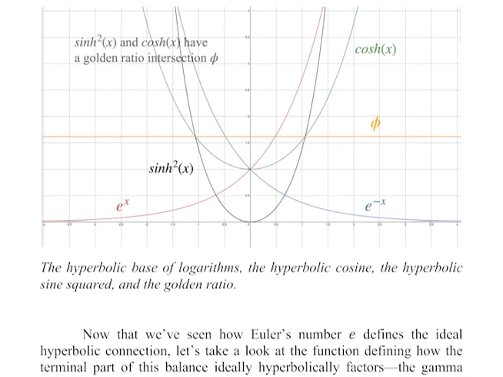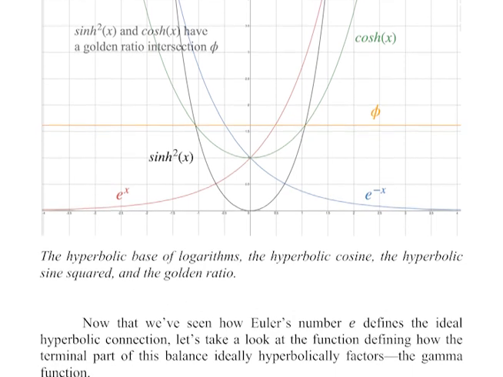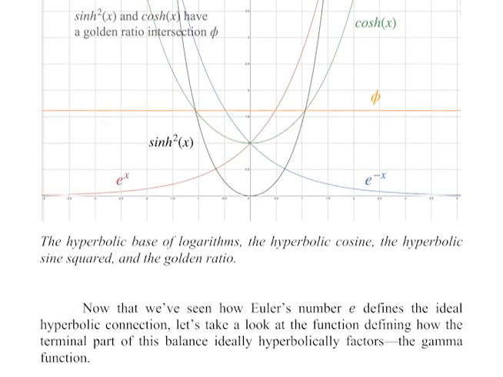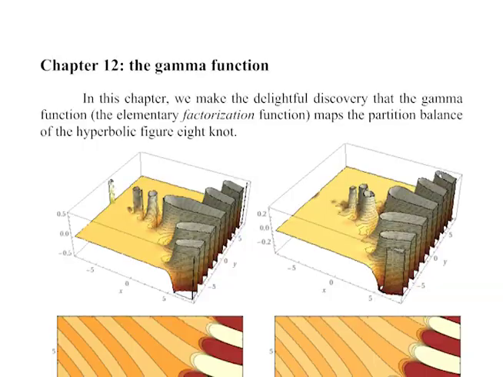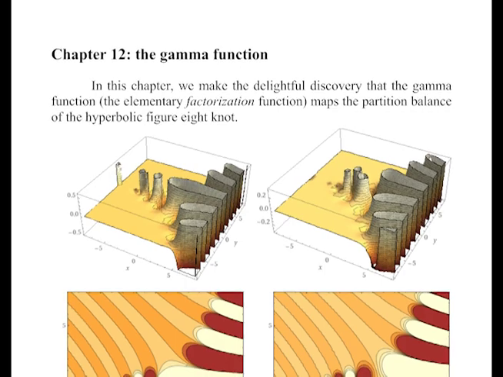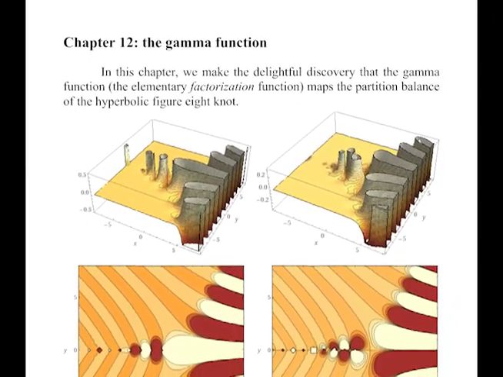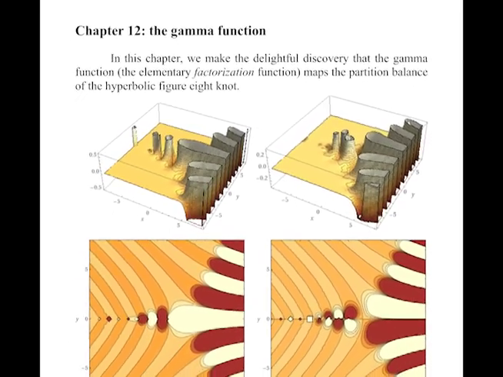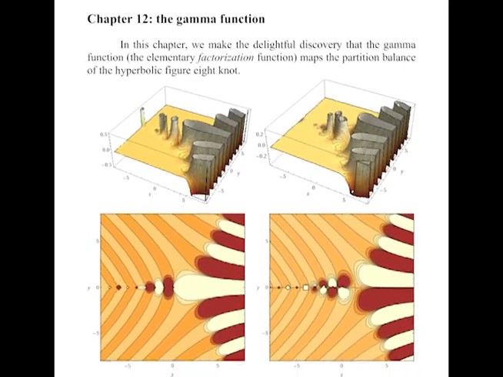Now that we've seen how Euler's number e defines the ideal hyperbolic connection, let's take a look at the function defining how the terminal part of this balance ideally hyperbolically factors, the gamma function. Chapter 12, the gamma function. In this chapter, we make the delightful discovery that the gamma function, the elementary factorization function, maps the partition balance of the hyperbolic figure eight knot. Here's the graph of the gamma function with complex argument.